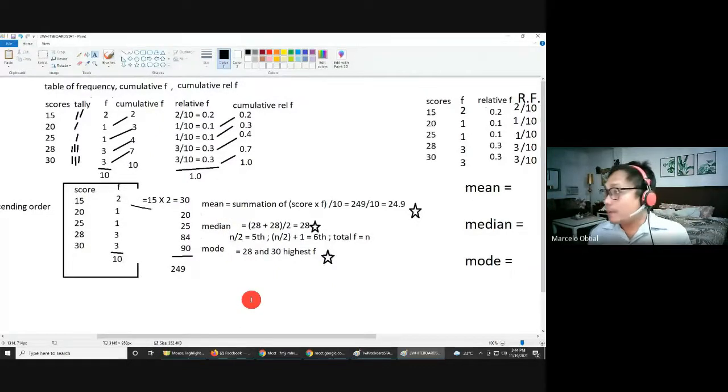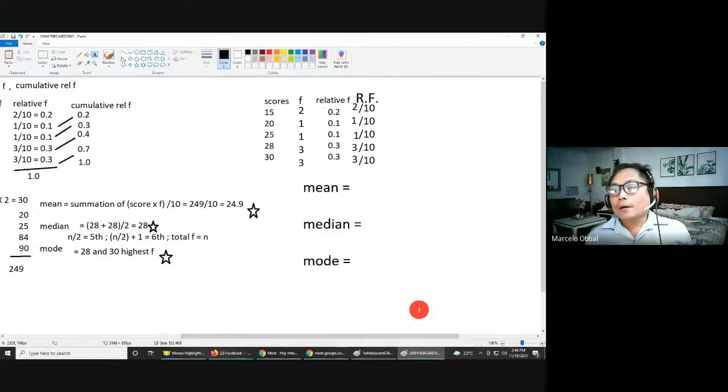Okay, so solve yung problema ninyo to solve for the mean, median at mode. Okay, tama, class, no? I hope naintindihan, no? Now, there are many ways how to solve for the mean. Okay, you try to solve the mean by multiplying. Okay, ang original problem nito is scores at saka relative frequency or RF, no? Just multiply 0.2 and 15, 0.1 and 20, 25 and 0.1, 28 at saka 0.3, 30 at saka 0.3. And you add, this is the answer, 24.9.